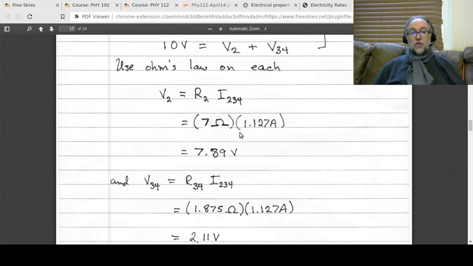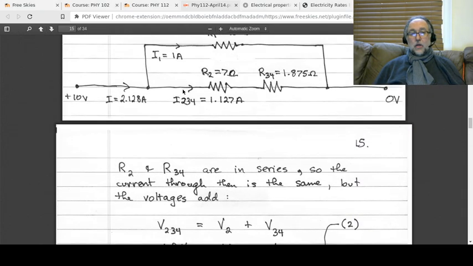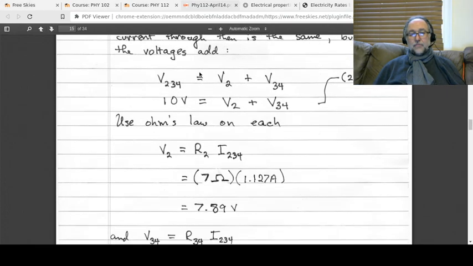And so, R2 is 7 ohms. That current is 1.127 amps. And so you multiply them together and you get 7.89 volts. So the voltage drop across just R2 there is 7.89.